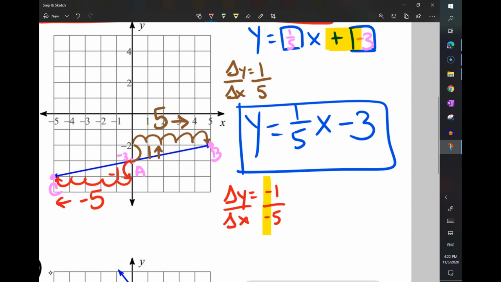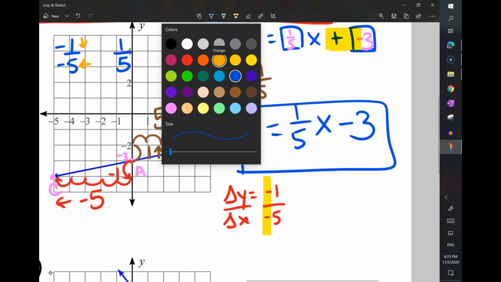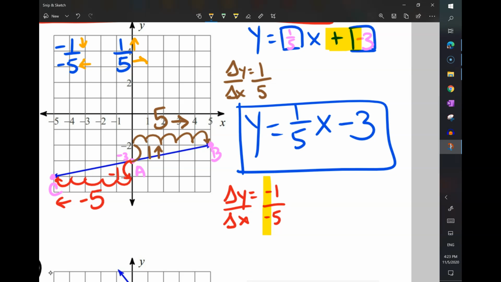So ultimately, I can say that whether I go negative 1 over negative 5, which is like going down 1 and left 5, or I go with positive 1 over positive 5, which is like saying go up 1 and right 5, it's the same slope.